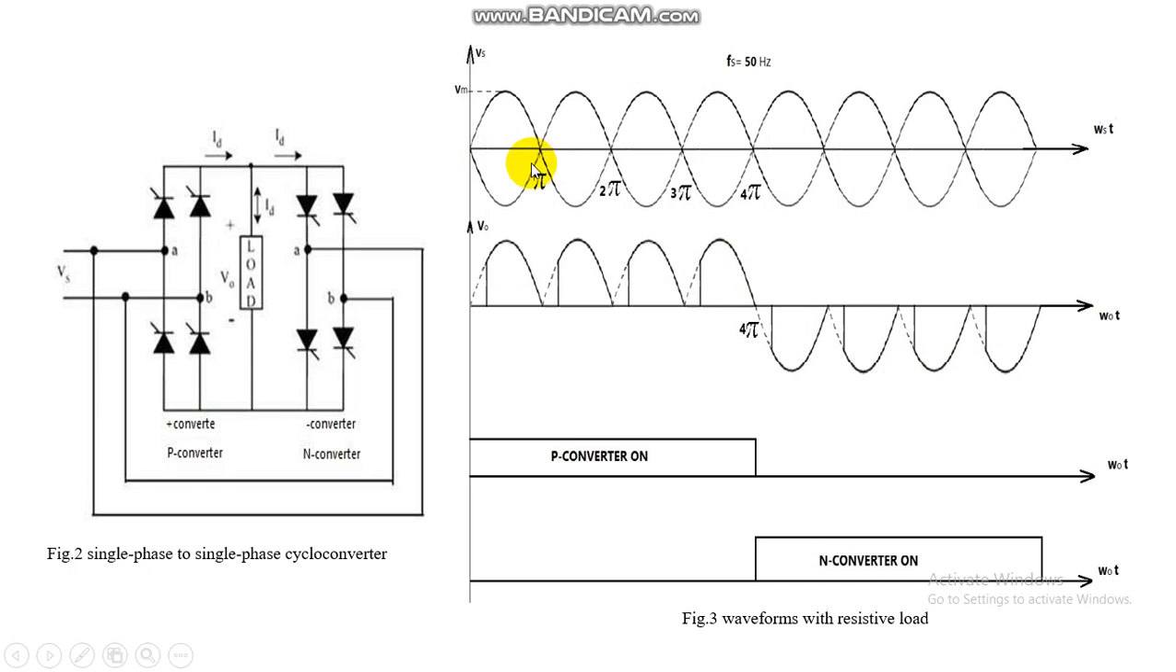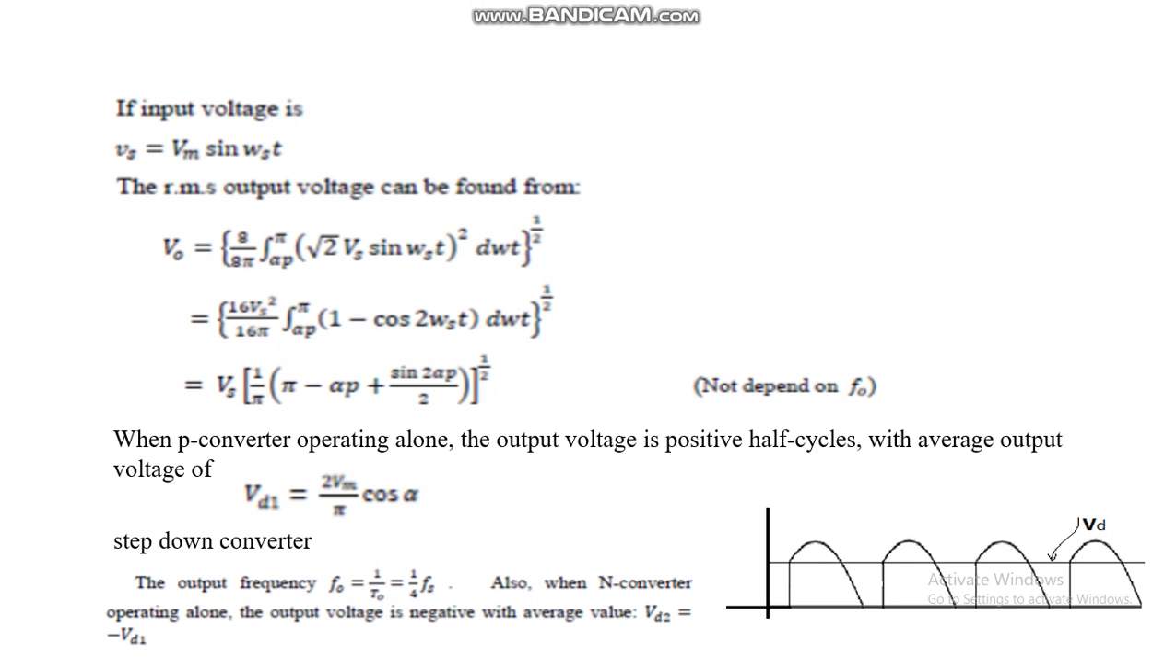Means the time period is less, but the time period is more here, means frequency is less, called step down cycloconverter. And this is the input voltage we are applying to the cycloconverter. The RMS output voltage can be found like this: V naught equal to Vs of 1 upon pi into pi minus alpha p plus sine 2 alpha p upon t under the root.